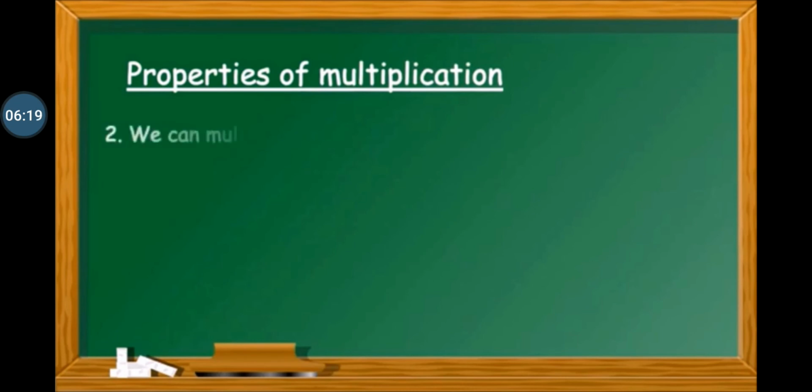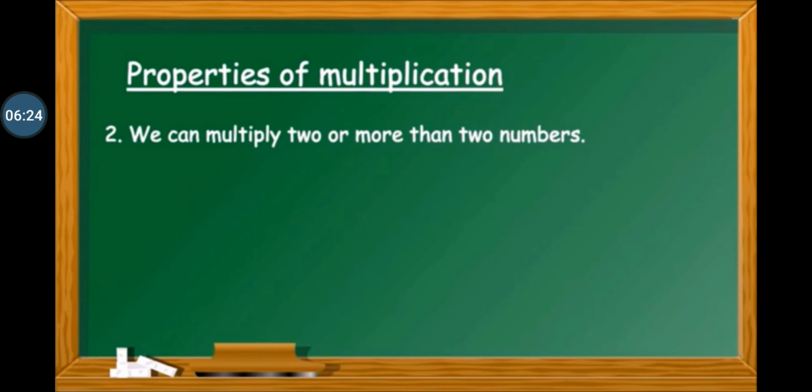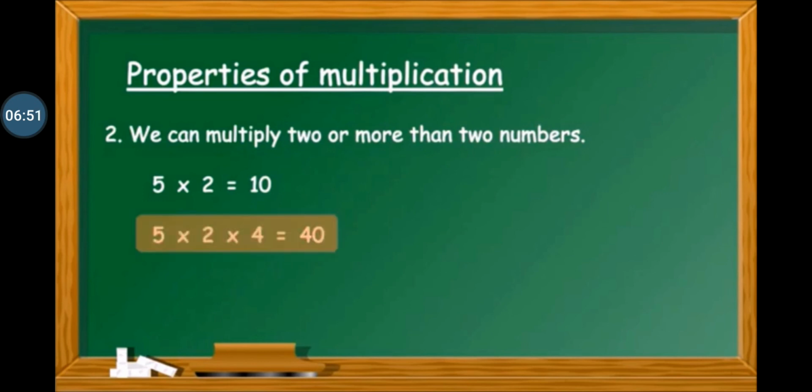And according to the second property of multiplication, we can multiply two or more than two numbers. Like here we are multiplying only two numbers, but we can multiply more than two numbers. Like 5 times 2 is 10, and then we have to multiply it by 4. 10 times 4 is equal to 40. So here we have multiplied three numbers at the same time.